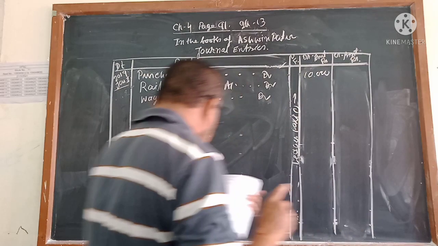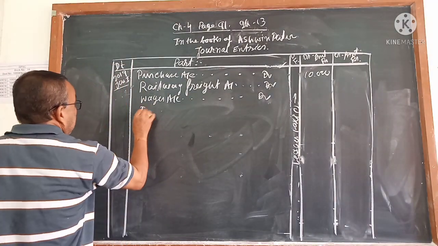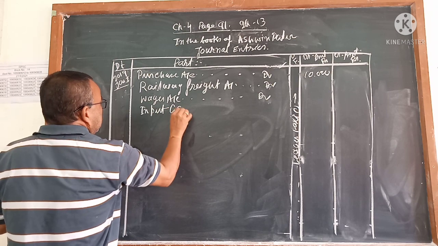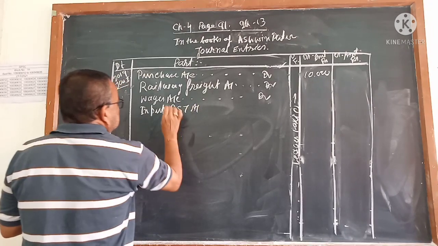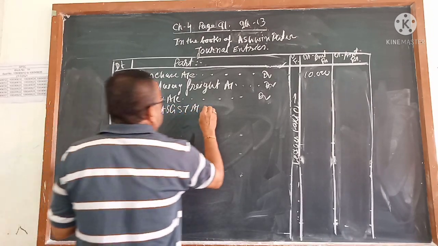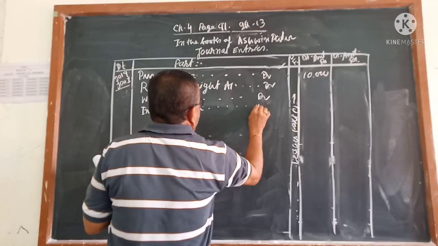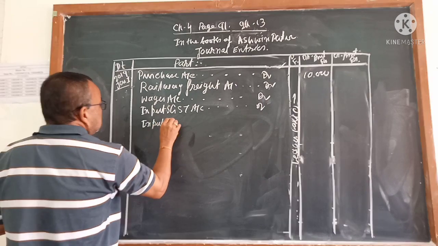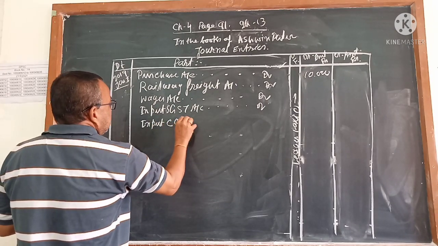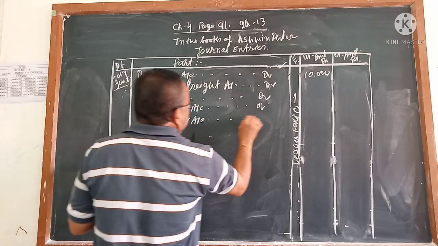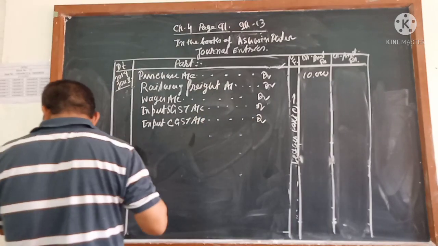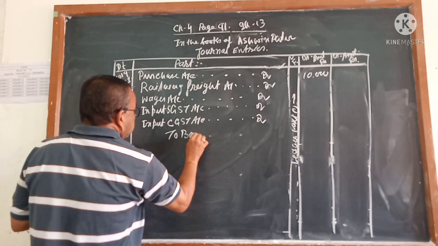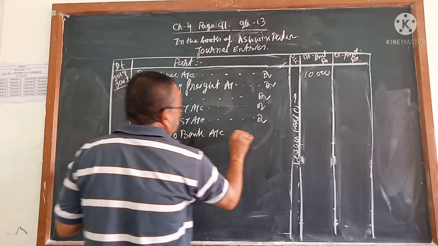One thing to remember: input GST. Input state GST account debit, then input central GST account will be debit, and to bank account, you have made this payment.